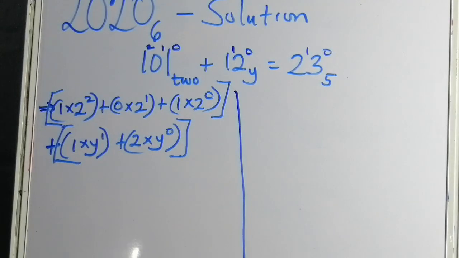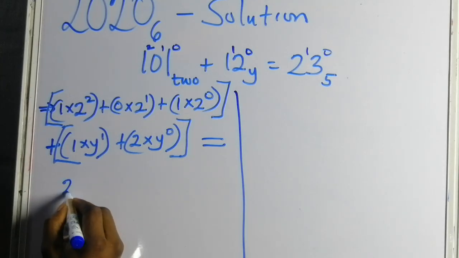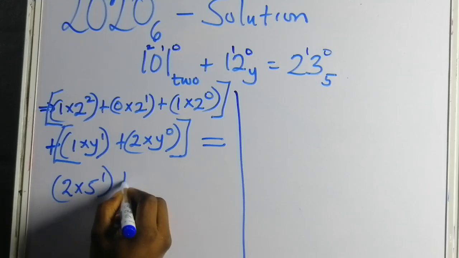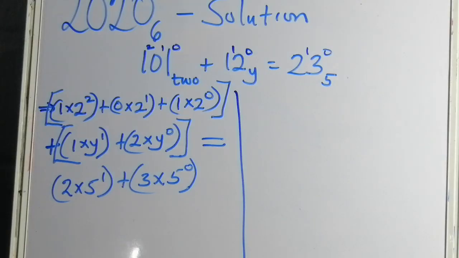So everything is equal to 2 times 5 raised to power 1 plus 3 times 5 raised to power 0. So it's as simple as that. That is how you convert to base 10. You cannot get the value of y except you convert to base 10, and I've mentioned that in part 1, in part 2, and in part 3, so that we know how we can get the value of y.